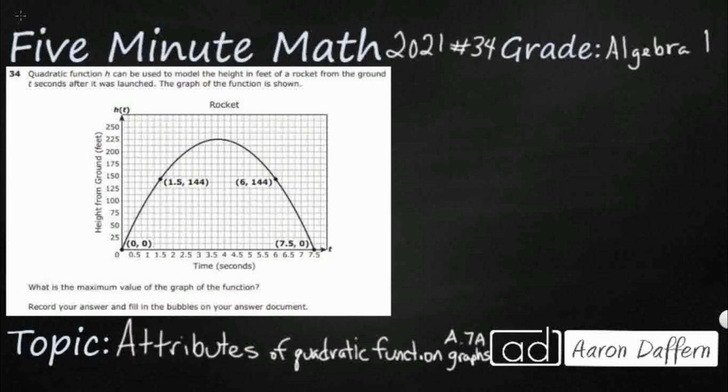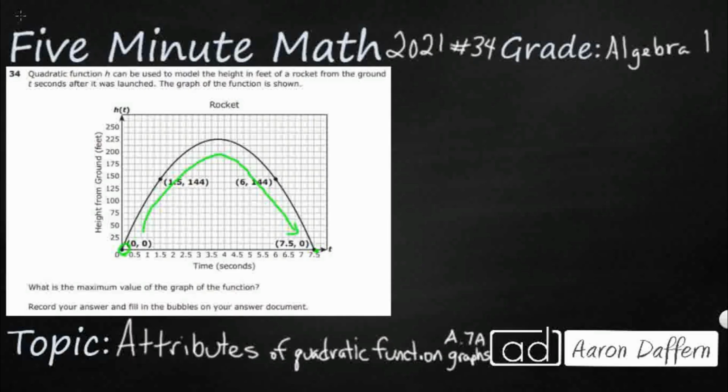So, we have quadratic function h here, used to model the height in feet of a rocket from the ground t seconds after it was launched. All right, so it starts on the ground right here. I guess it's the origin. It goes up, and then it eventually comes right back down. That makes sense. Lands again. So this is a real-world situation.